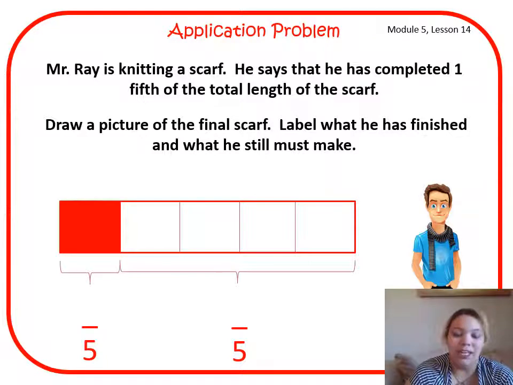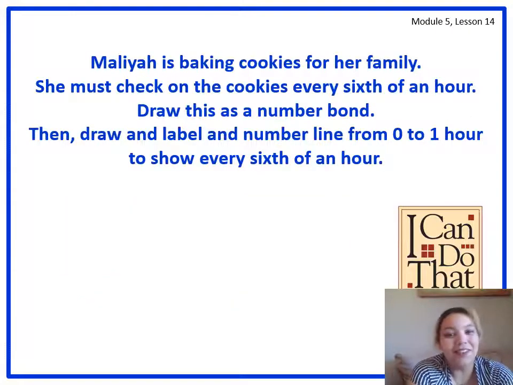Okay, now our answer, we know that for the labels it's going to be fifths, right? The total number of pieces is 5, which means this is going to be something out of 5. And the unshaded part that he hasn't finished is also going to be something out of 5. So how many parts were shaded? It was 1/5, and the unshaded part was 4/5. 1, 2, 3, 4. 4 out of 5. Good job. All right, let's go ahead and look at our next question.